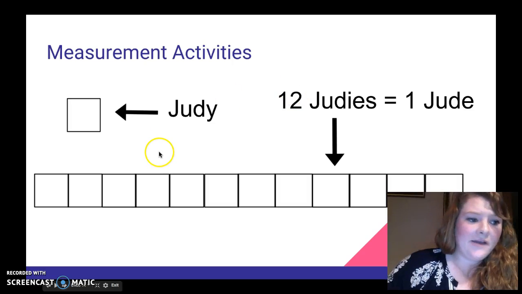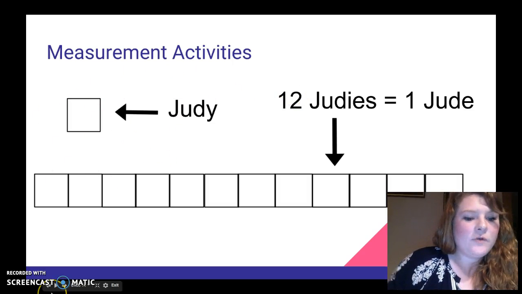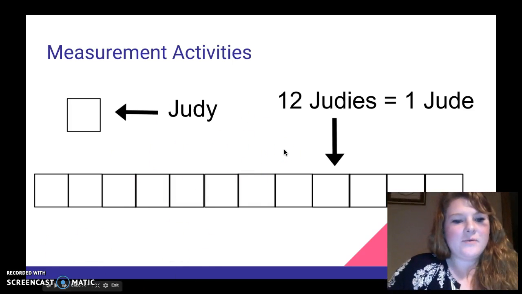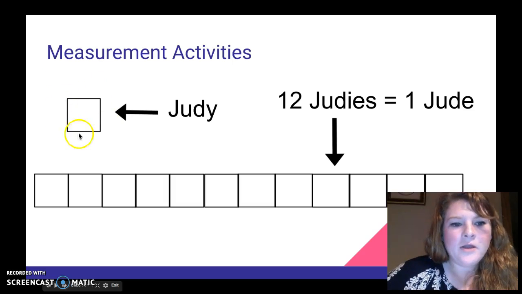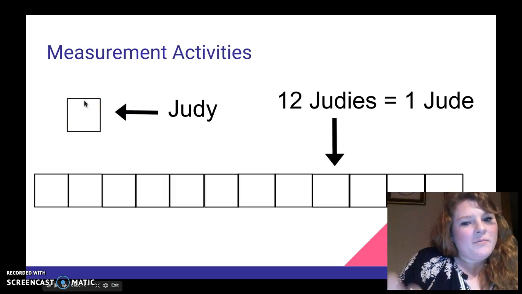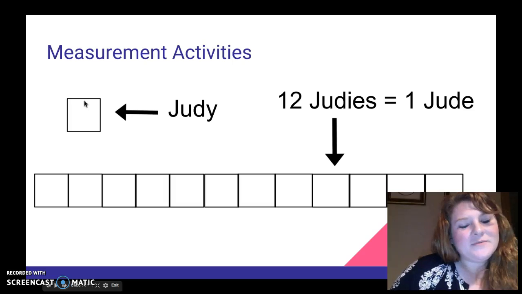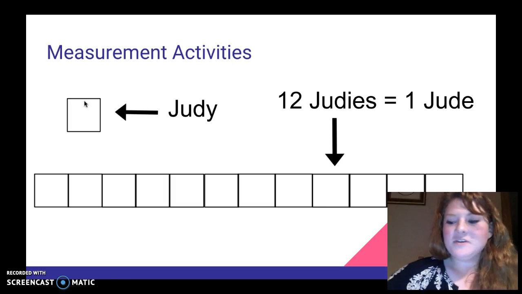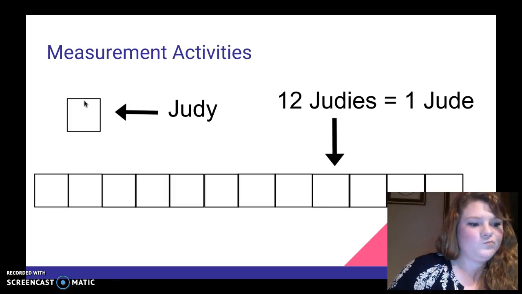And then in class, after we've watched the video on measurement here, we do an activity. And in this activity, we created our own ruler, talking about how 1 Judy makes up 12 Judys, which makes up a Jude, which is basically like a ruler.